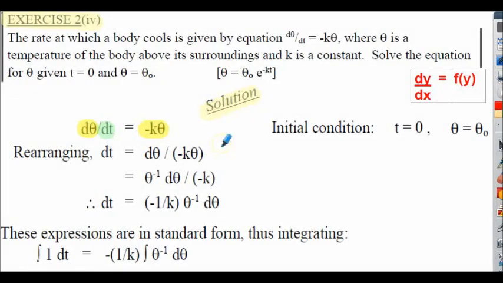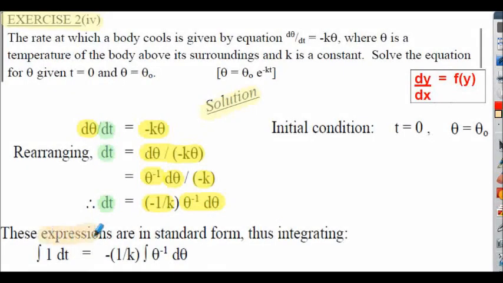So we do not have x and y in this particular question, but t and theta. So again I'm going to rearrange the equation to get t on one side and theta on the other. So multiplying both sides by dt and dividing both sides by negative k theta, I've written here on the left hand side dt is equal to d theta divided by negative k theta. On the next line I've simply brought the theta from the bottom line to the top line, so theta to the negative 1 d theta divided by negative k, and again just slightly rewriting on the next line, dt is equal to negative 1 divided by k multiplied by theta to the negative 1 d theta.